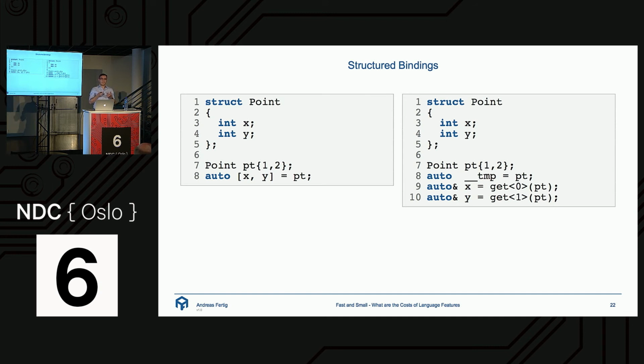The interesting part is they are more like a reference to the insides of our point, of our temporary. And the whole magic of getting the variable happens with get. Get looks like a template which takes a parameter, an index ranging from 0 to n-1.